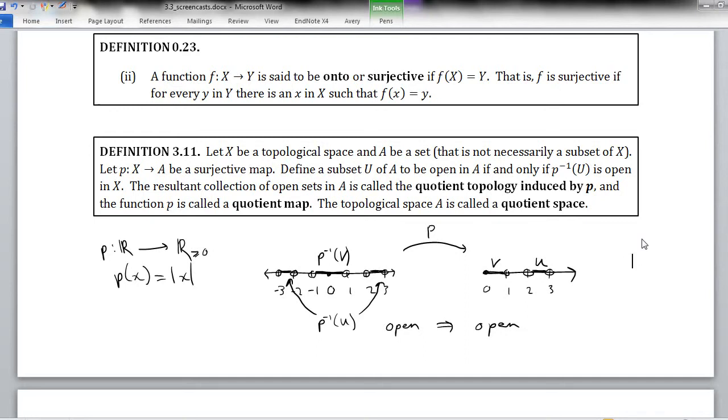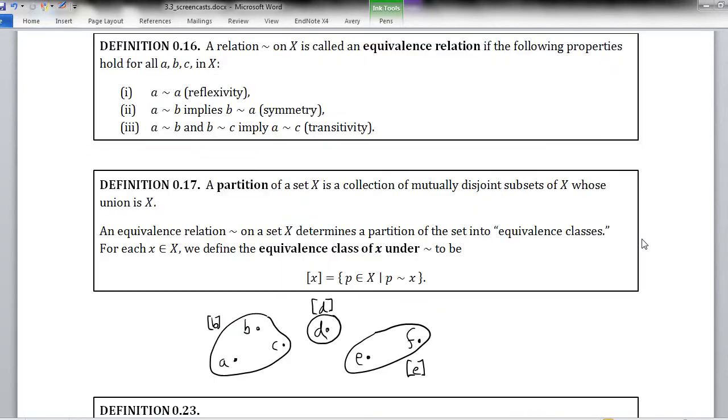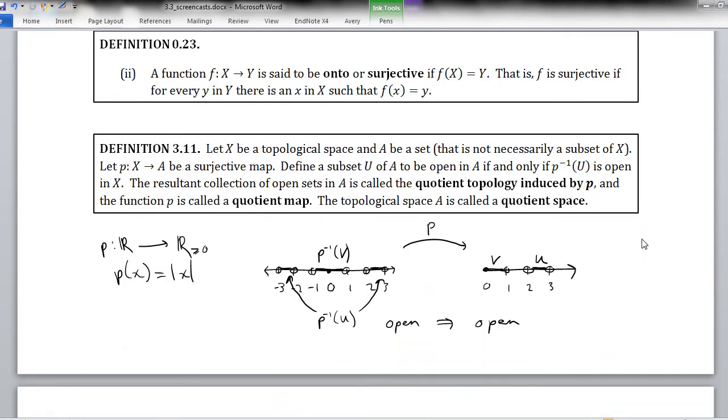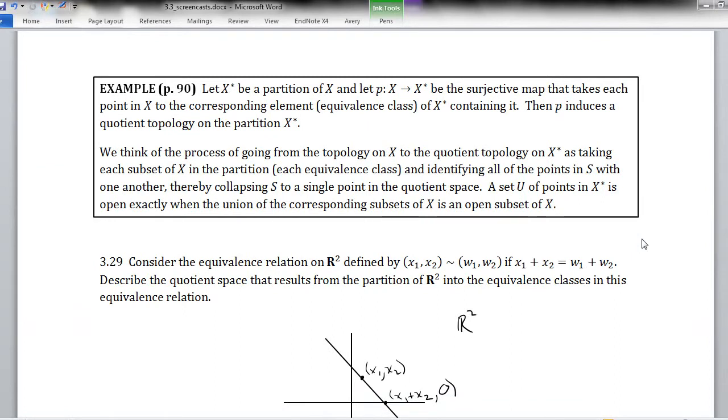Now you might wonder what this has to do with the partitions and equivalence relations I was speaking about up here. Well, basically, that's how we're going to define our quotient map P. So that's what this next example is about. Suppose we start out with some partition X star of a set X. And we can define a quotient map P from X to X star by just taking every point in X to the corresponding element of X star containing it. Right? So we're going to map an element x to its equivalence class bracket x. And this P induces a quotient topology on the partition X star.